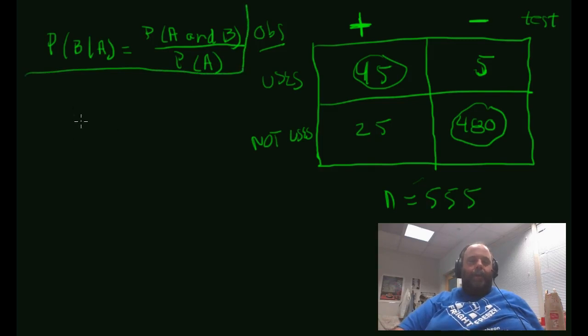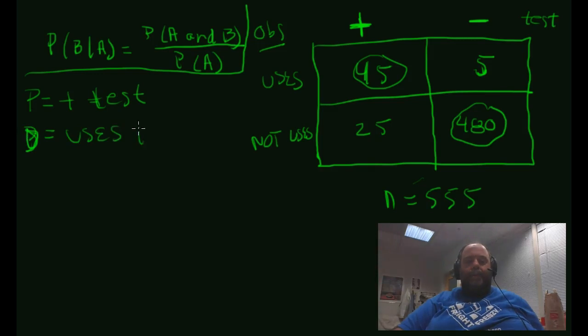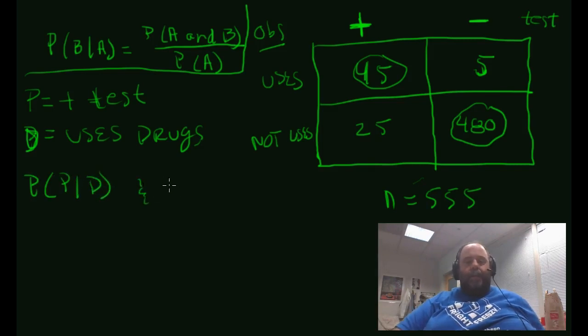Okay, so let's establish some events. Let's make P being having a positive test, and let's make D uses drugs. So these are going to be my two events. And let's say I want to calculate two things. I want to calculate the probability that I get a positive test if I'm testing a drug user. And I want to know the probability that someone is a drug user given that they had a positive test. This is probably the more important one: the probability that they actually did use drugs if they tested positive.